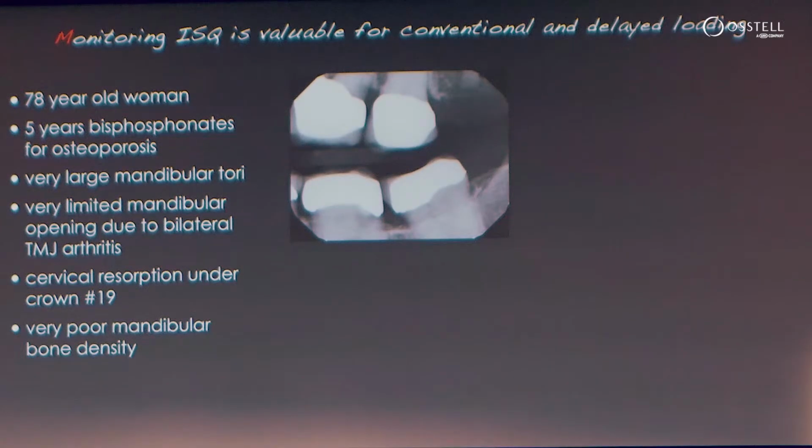She's 78. She's been on bisphosphonates, has very large mandibular tori, and very limited mandibular opening because she has some degenerative joint disease. So she only opens about 15, maybe 20 millimeters total. She's got resorption underneath the crown on a lower first molar, and on top of that, she has fairly poor mandibular bone density. So the question is, what do we do with her? She wants to replace this tooth. She has ample funds, and she wants to do something.